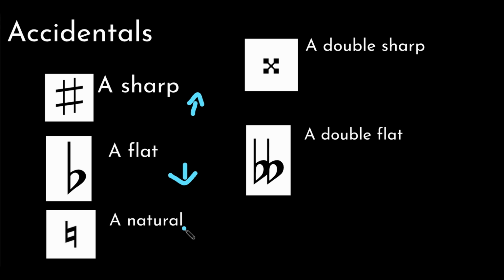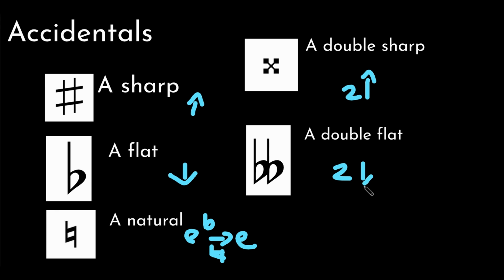And a natural reverts any sharp or flat, or double flat or double sharp. For example, an E flat then becomes an E when you use a natural. Now, a double sharp is like a sharp but times 2. So an E would become an F sharp, raising the pitch up by 2. But a double flat lowers the pitch by 2.